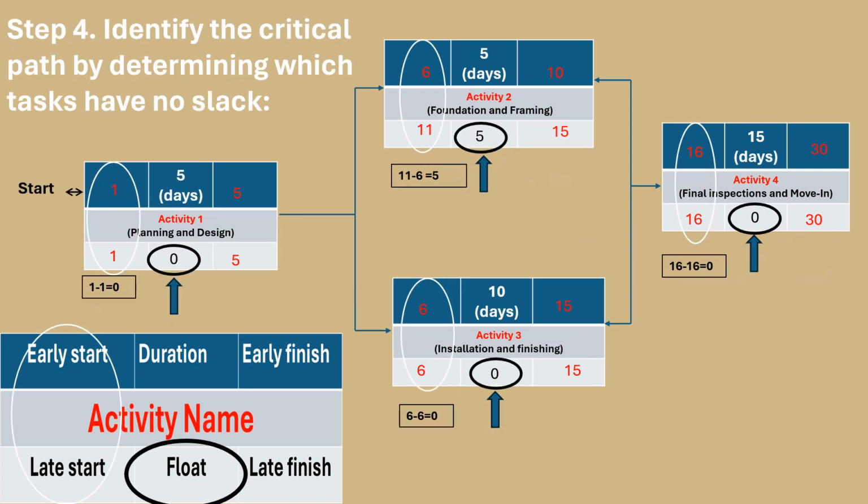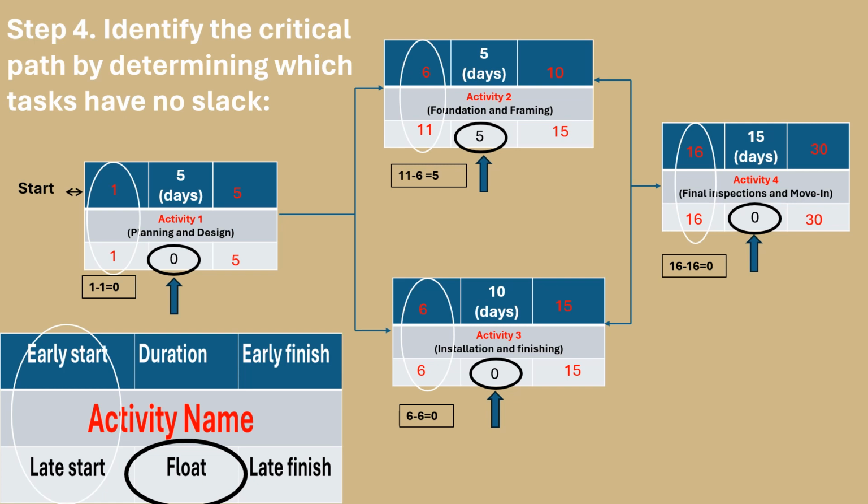Now, let's dive into the critical aspect of our project management, the critical path. This path represents the sequence of tasks that are absolutely essential and cannot be delayed without causing an extension in the project's overall duration. Identifying the critical path is where the real magic happens in project planning.